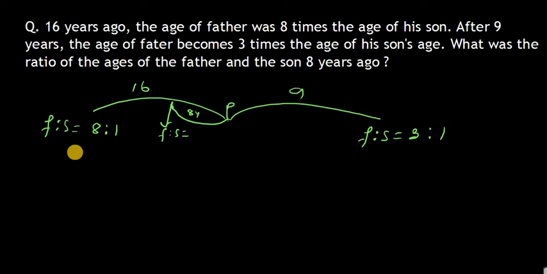So let us take the ratio 7 to 2. 7 3 is 21, 7 1 is 7, and in the other 2 8 is 16, 2 1 is 2. So 21 to 7, the difference is 14, and 16 years.